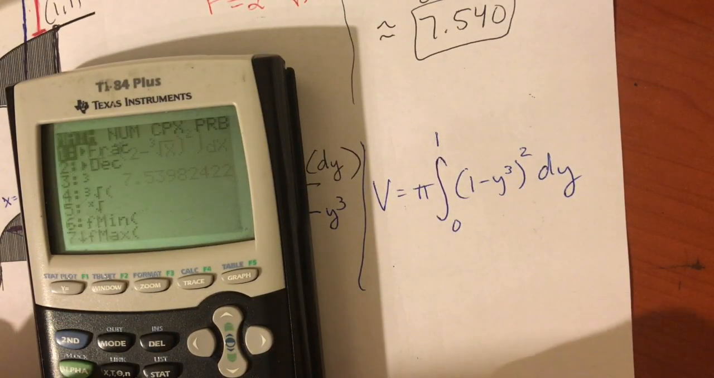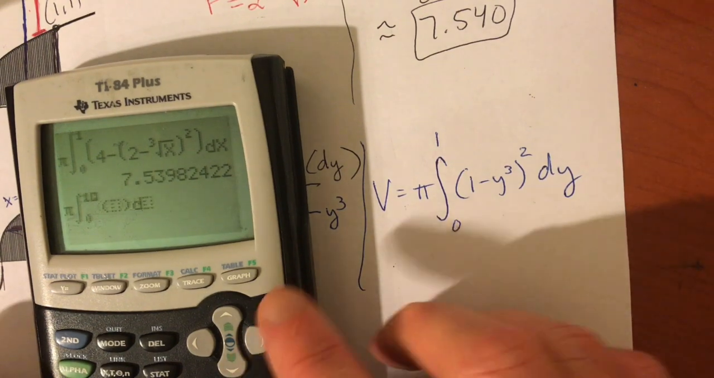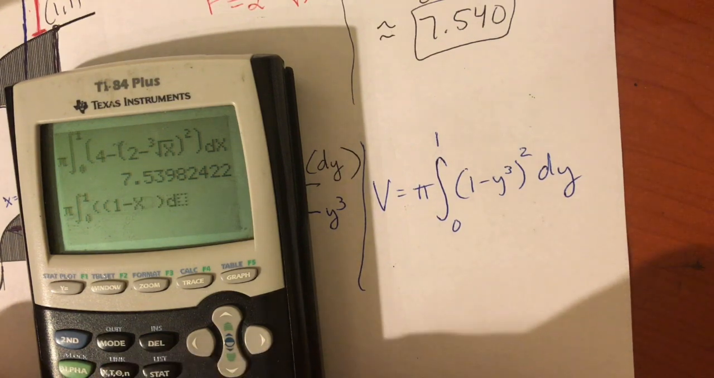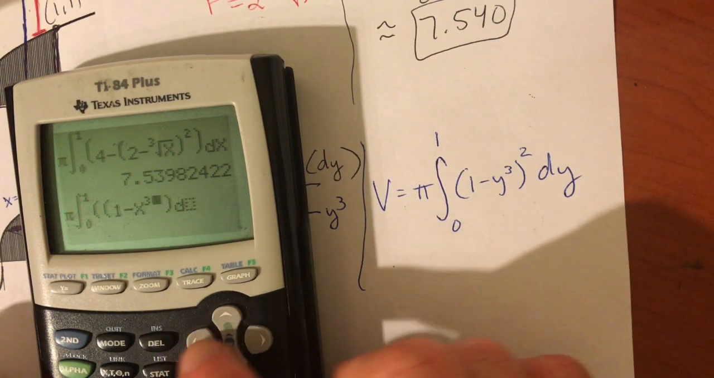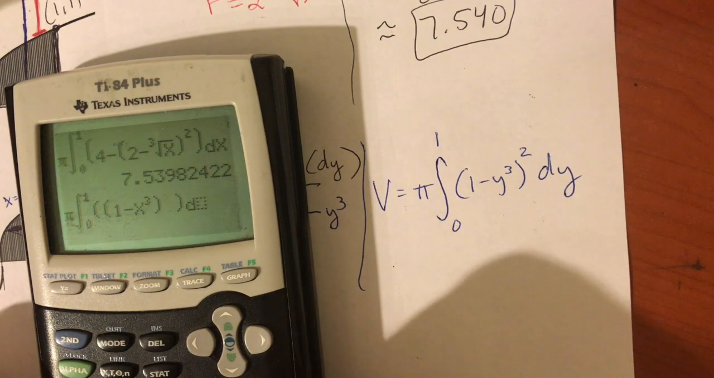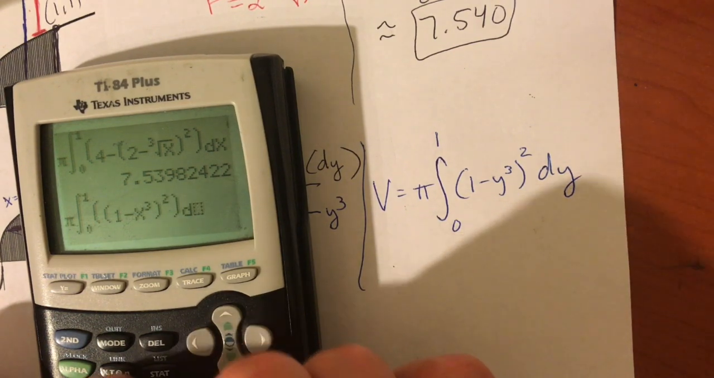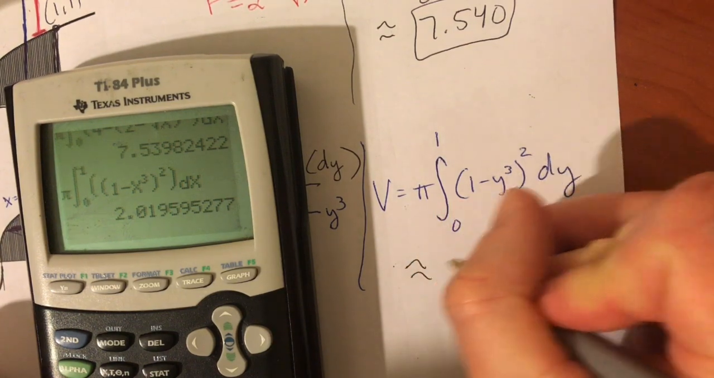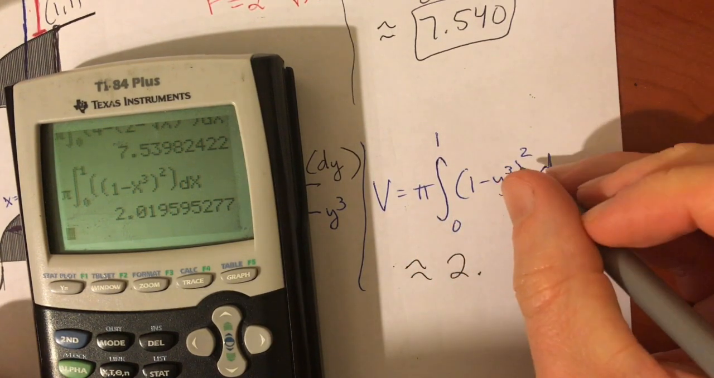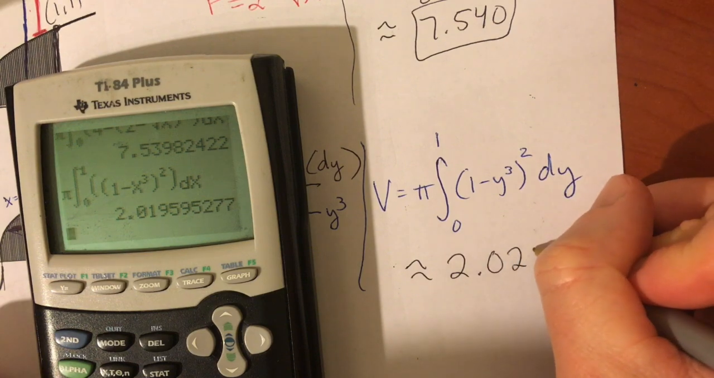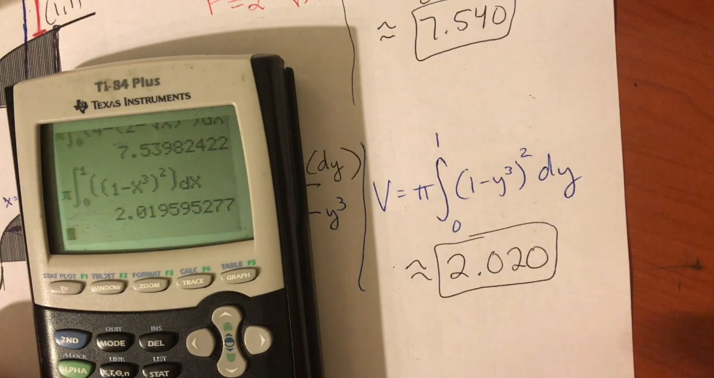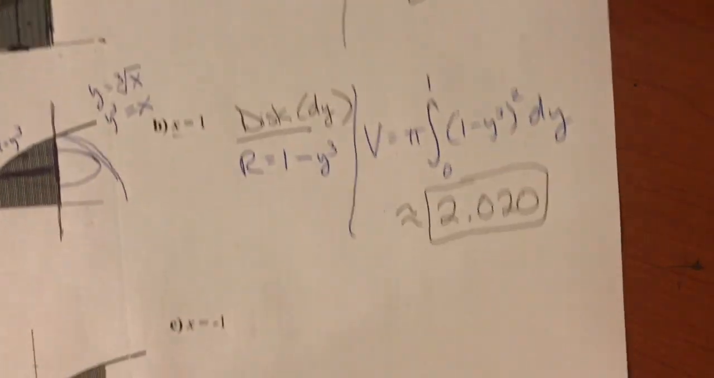Calculator: pi, math 9, integral from 0 to 1, parentheses, 1 minus x cubed, close that, get out of that exponent, close that, square that, dx. 2.0195, and again that rounds up to 2.020 if you like, or 2.019 if you want to truncate. Very nice.